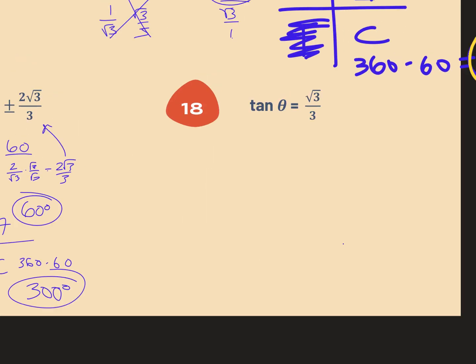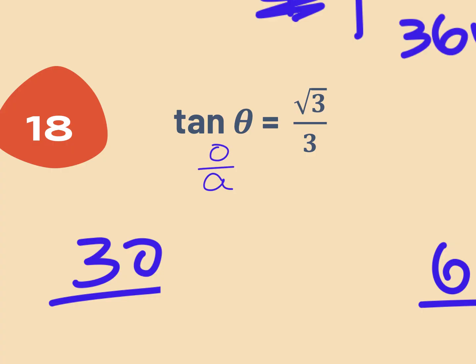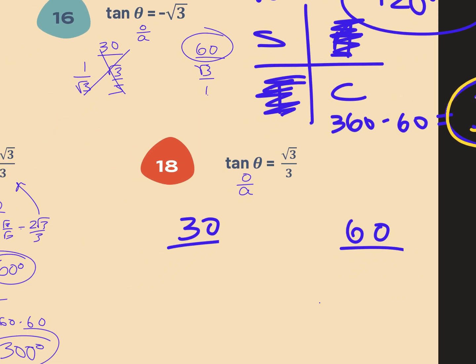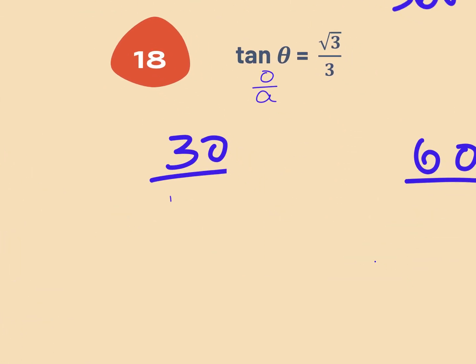Let's set it up. I have 30 here, 60 here. Remind yourself what tangent is. Tangent is opposite over adjacent. So I'm looking at 30. Look at my 30. Opposite 1 over adjacent is square root of 3. So 1 over the square root of 3. What happens when I rationalize that? It becomes a square root of 3 over 3. Is that what we're looking for?